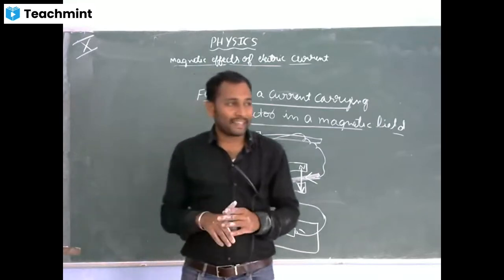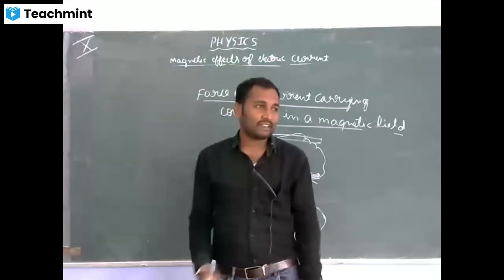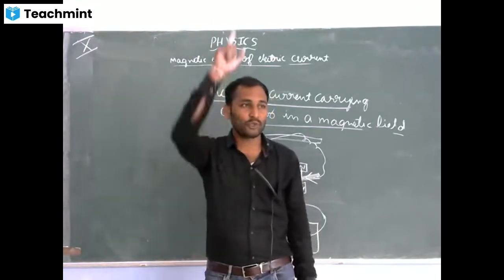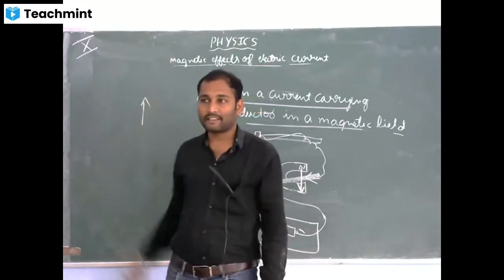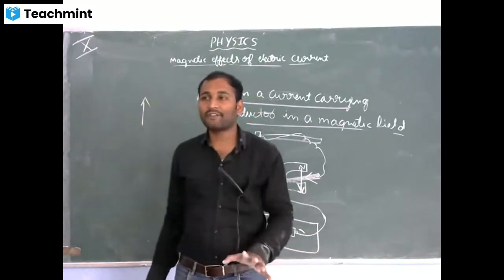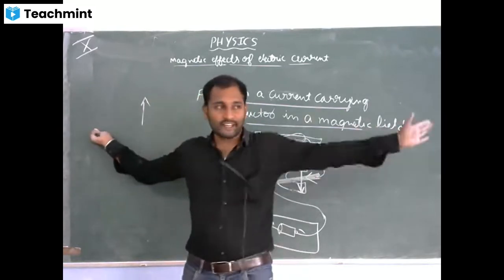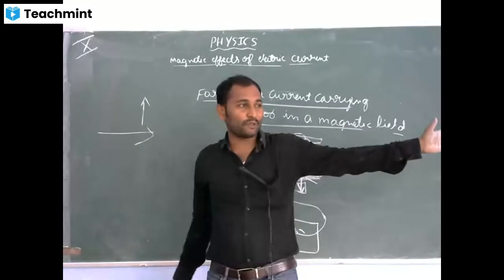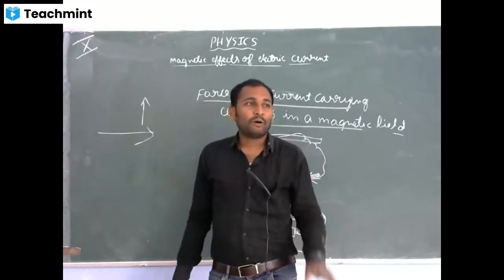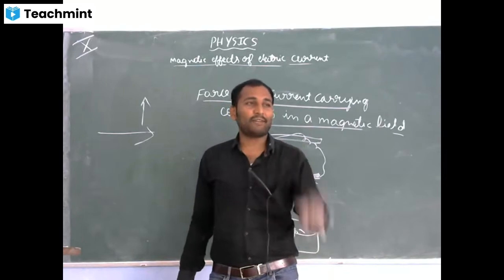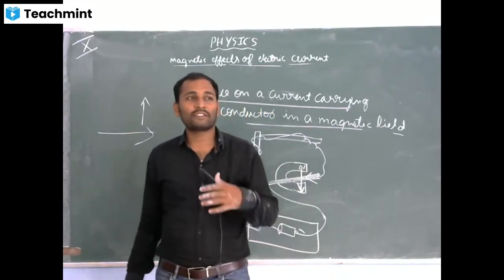The direction of magnetic field is from down to up. This is for my reference. Direction of current is from this side to this side. Tell me the direction of the conductor. Which side will it move? Towards.